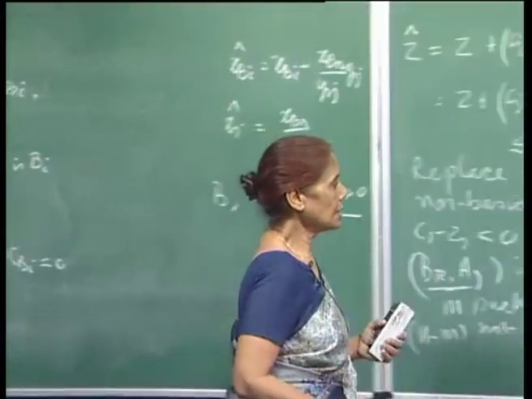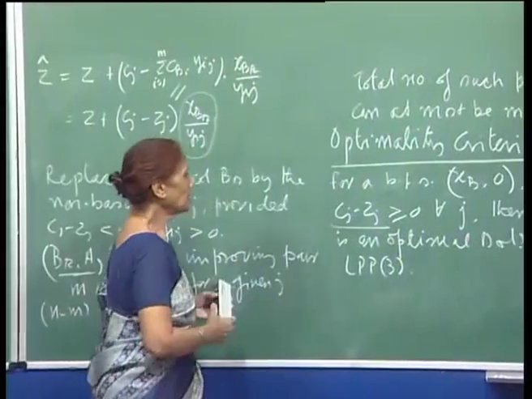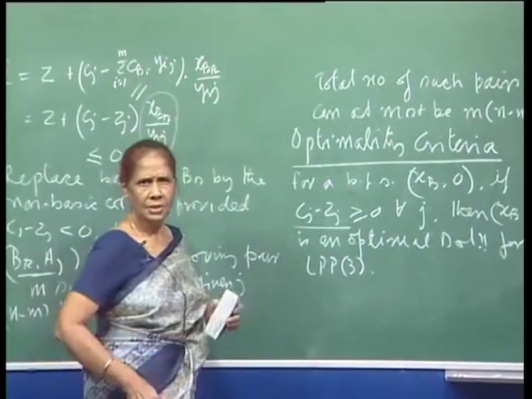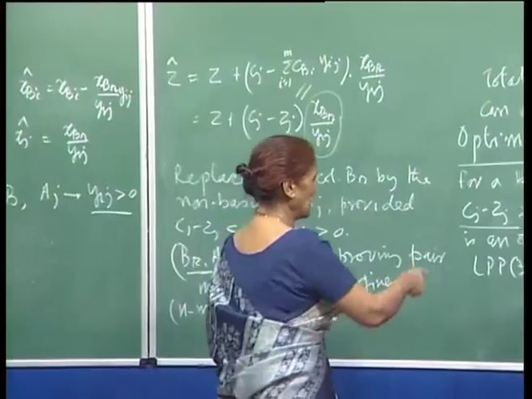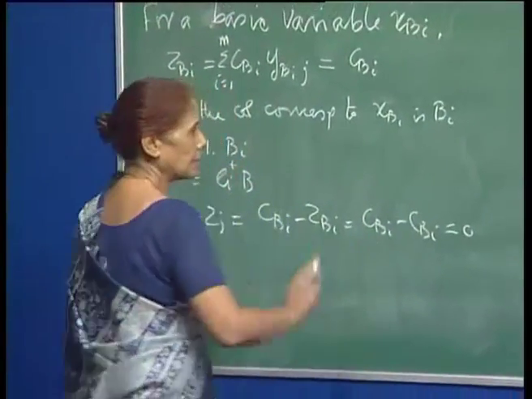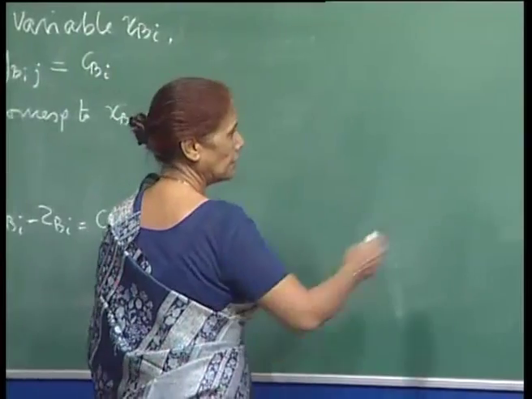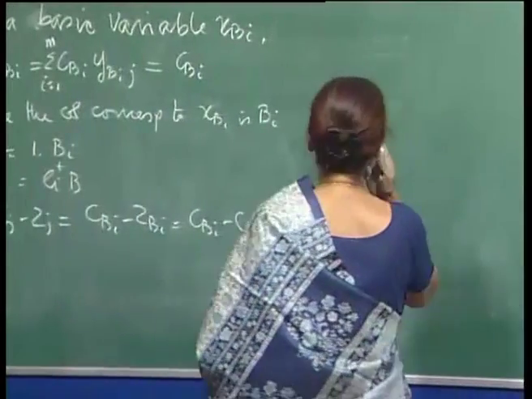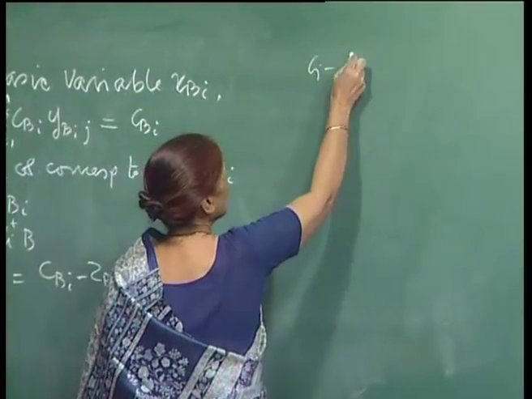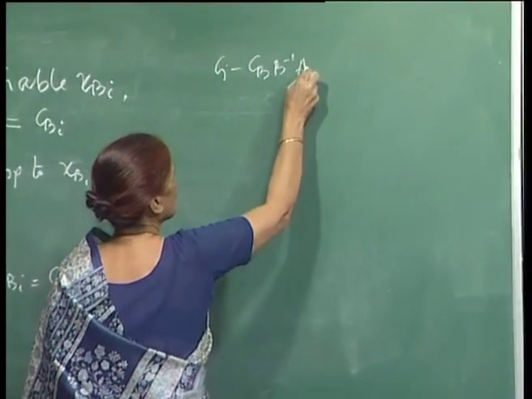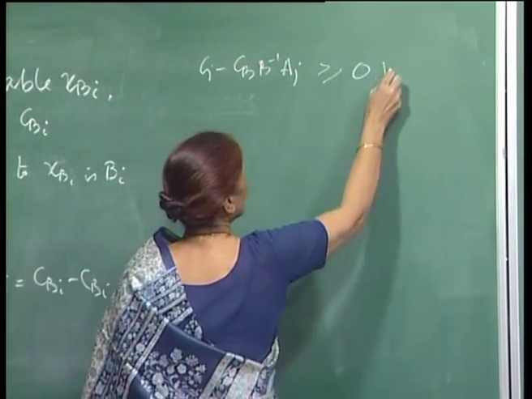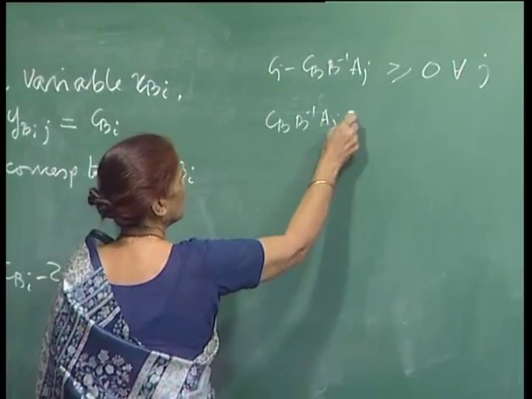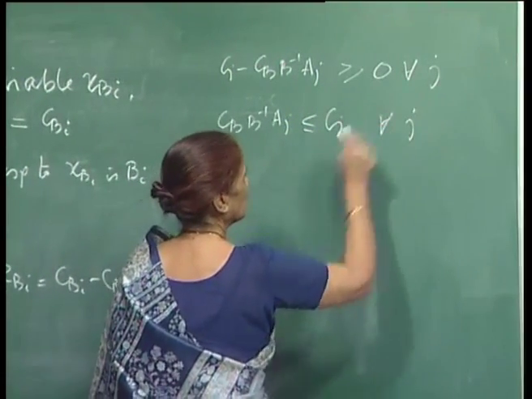So when I say this is an optimality criteria, it actually refers to the non-basic variables, and it says that for all non-basic variables, your Cj minus Zj should be non-negative. For the basic variables, the Cj minus Zj's are all zero, so I can state this as a condition for all j's. So let us look at this now. This says that Cj minus Cb B inverse Aj is greater than or equal to 0 for all j, which means that Cb B inverse Aj is less than or equal to Cj for all j.